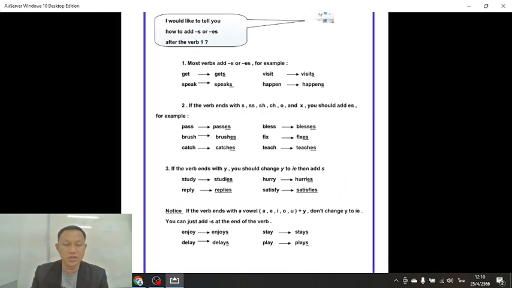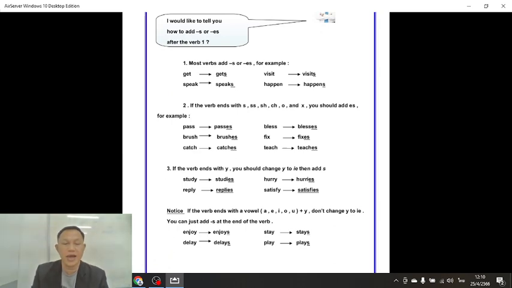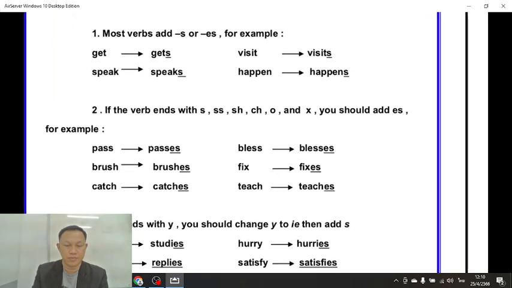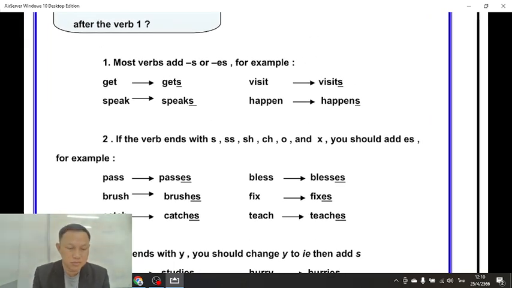And now I would like to tell you how to add s or es after the verb 1. Number 1. Most verbs add s. For example, get, gets, speak, speaks, visit, visits, happen, happens.